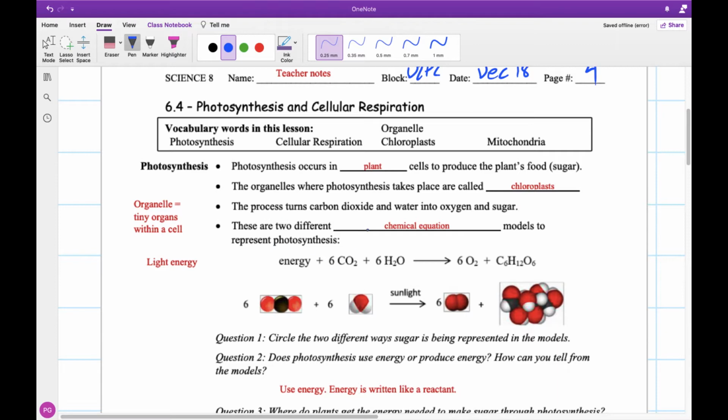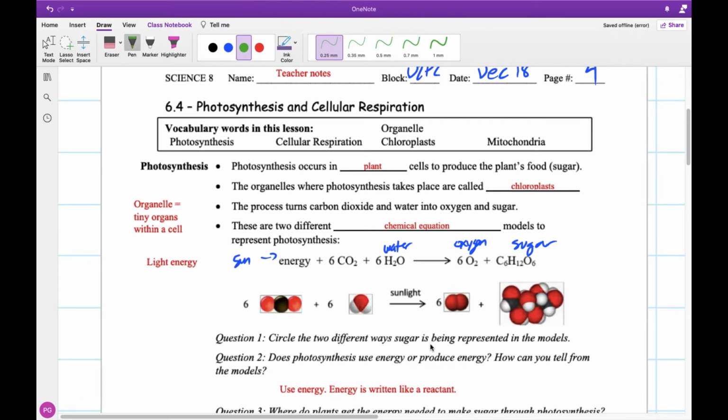Now below we've got two different models for our chemical equation to represent photosynthesis. So in our first one, we've got energy in the form of the sunlight, so light energy, plus carbon dioxide here, and water. So this is our water, and this is carbon dioxide. Using this energy, carbon dioxide, and water, inside of our cell, inside the chloroplast, we are able to produce oxygen, and this is the chemical formula for sugar, which involves carbon, hydrogen, and oxygen all arranged together.